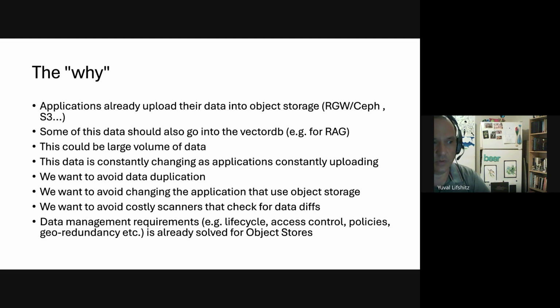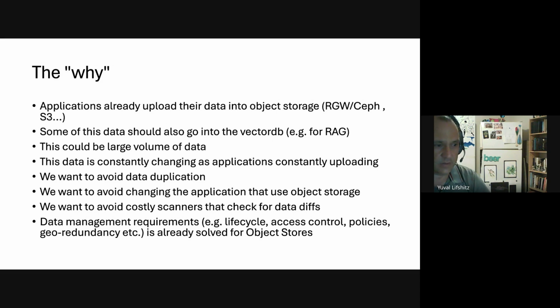Now, what do we want to avoid? We want to avoid data duplication because, again, if we talk about data that we're storing, this is large volumes of data. Duplicating many terabytes or even petabytes of data doesn't make sense. We want to avoid changing the applications that use the object store because those are applications of many kinds. Could be lots of legacy, and going to each and every application and changing their code so that they would use a VectorDB could be something which is practically impossible to do.